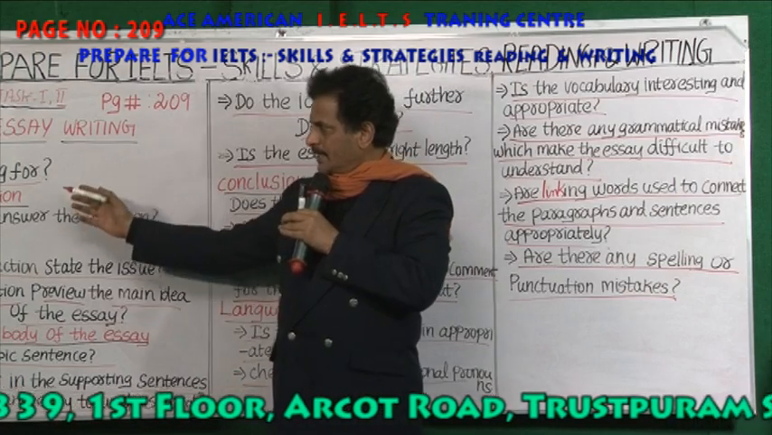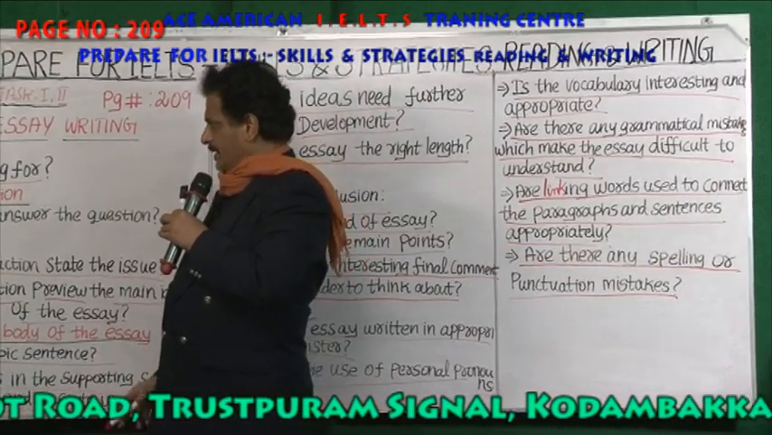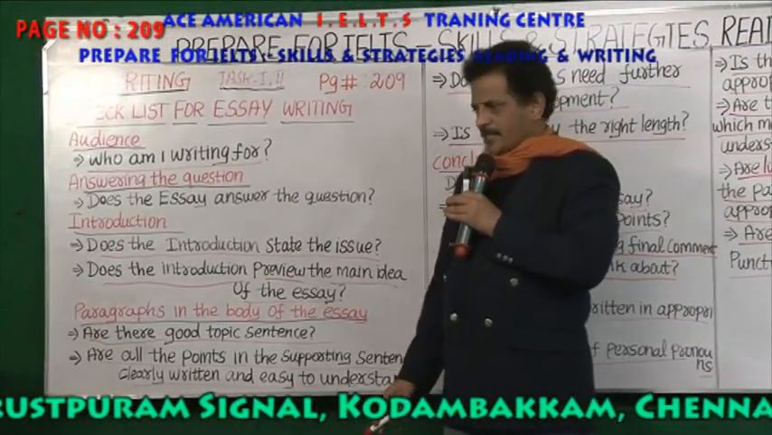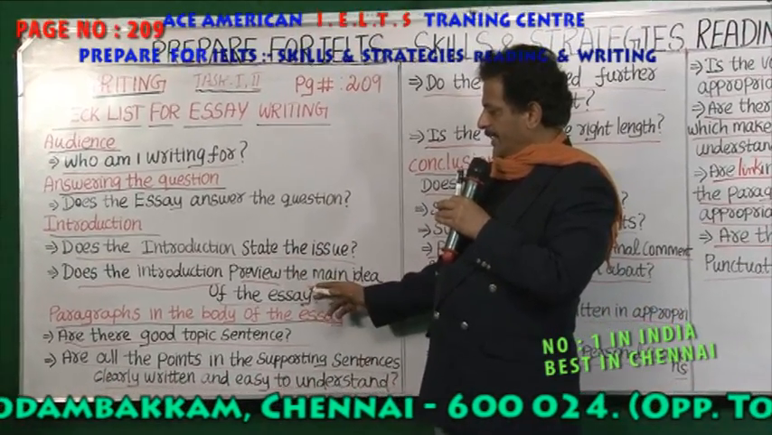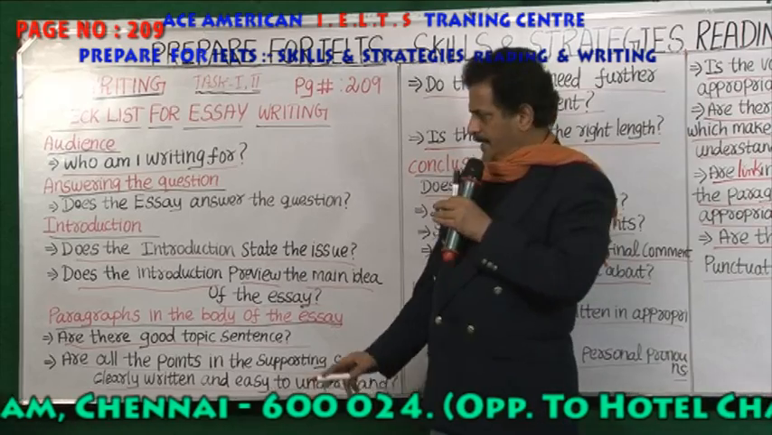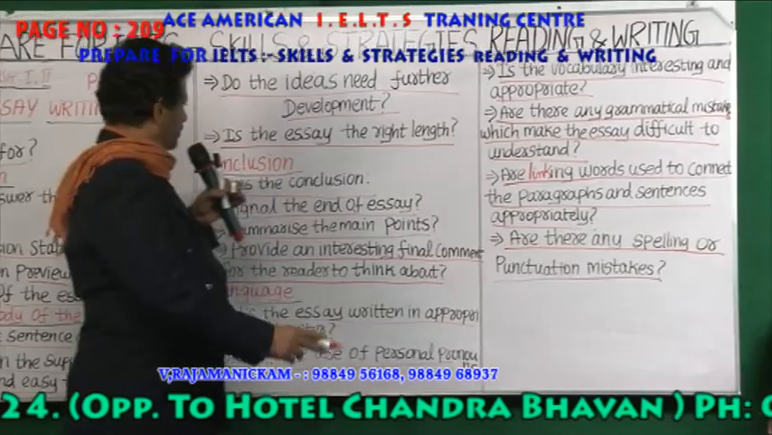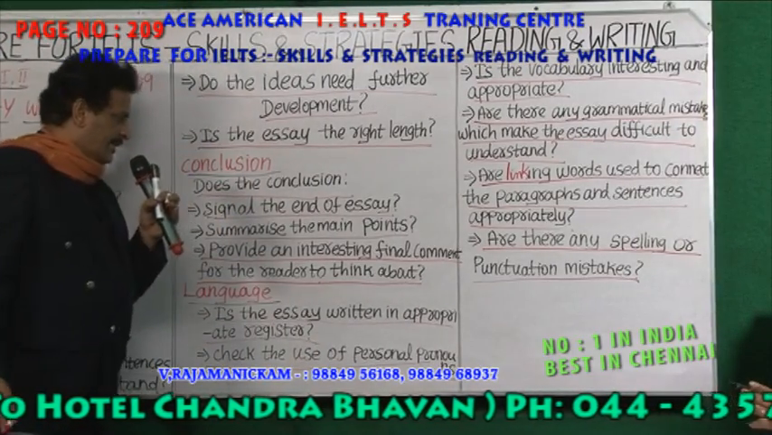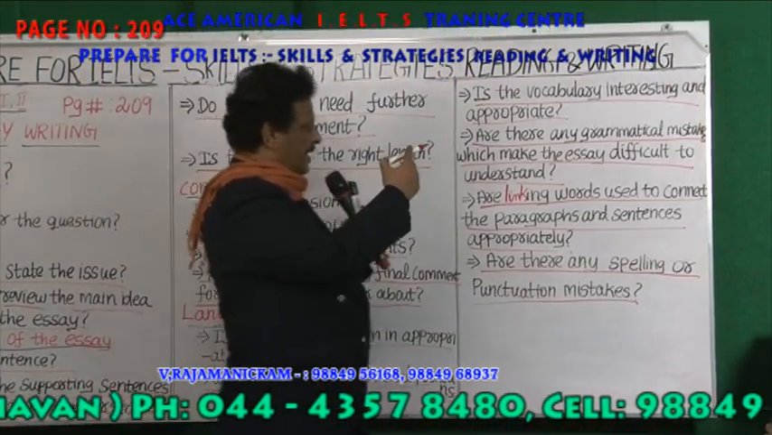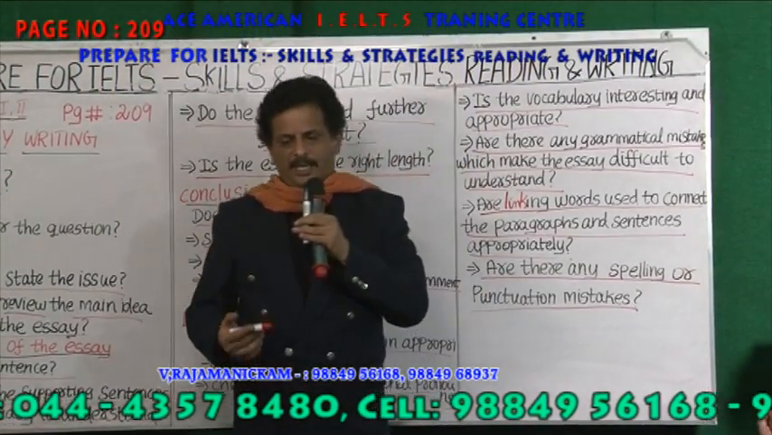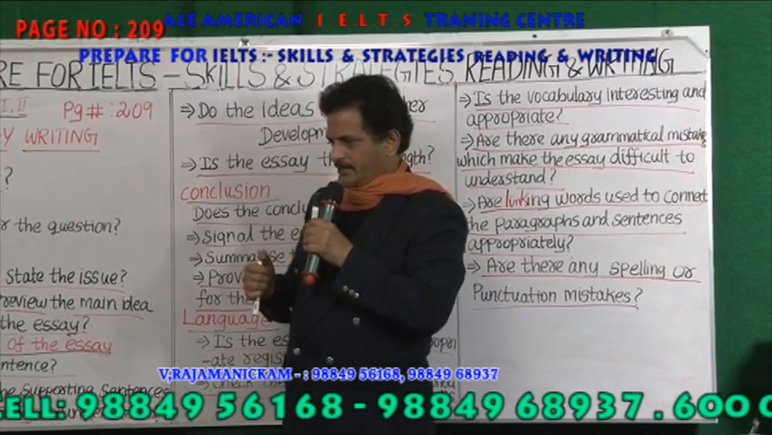So hope you are able to understand this essay checklist. First, the audience whom you are writing for, and answering the question. Does the essay answer the question? Introduction part, introduction stating the issue. Then does the introduction preview the main idea? Then paragraphs in the body of the essay, which have the main ideas. Then you come to the conclusion, the signal at the end of the essay. Then you look at the language: the linking words, grammatical errors, punctuation, spellings, all those things, finding out whether it is easy or okay or fine or good.